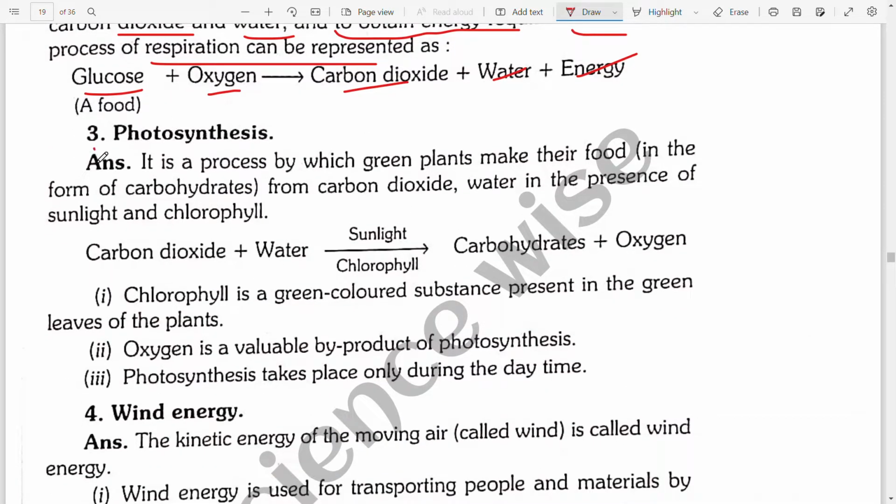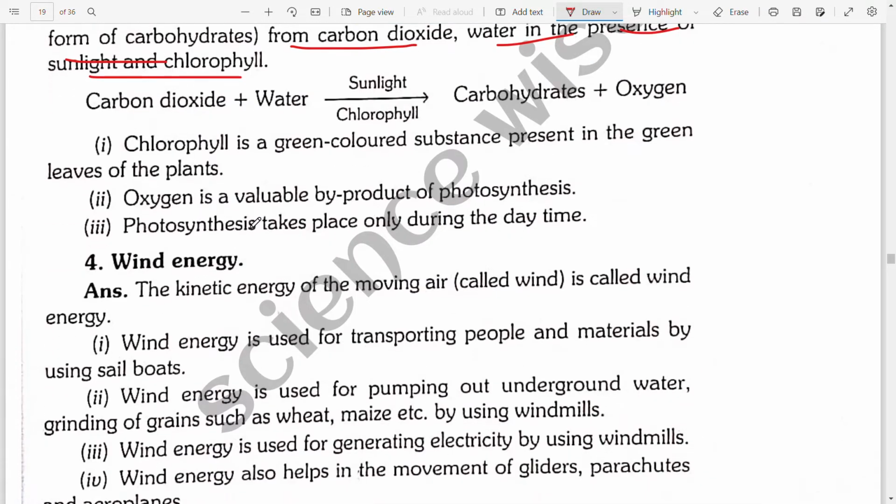Next, photosynthesis. It is a process by which green plants make their own food in the form of carbohydrates from carbon dioxide and water in the presence of sunlight and chlorophyll. How will we represent this, children? CO2, carbon dioxide, when it reacts with water in the presence of sunlight and chlorophyll, gives carbohydrates, and oxygen is given out as the product.